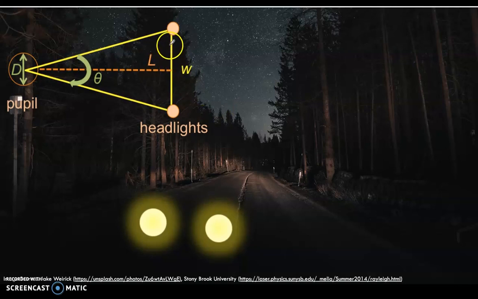And so let's compare that to this image. So we have two headlights, and here's this theta, and it's when this theta is equal to, again, theta is equal to 1.22 times wavelength over d. So it's when this criterion is met that we begin to see the two headlights, and we begin to recognize that it's a car.